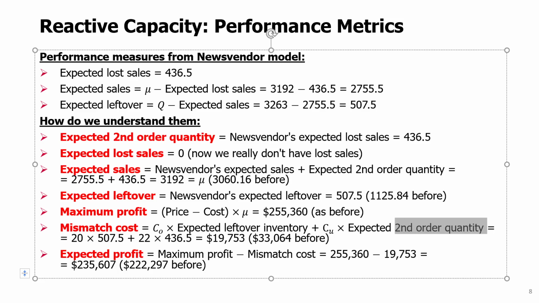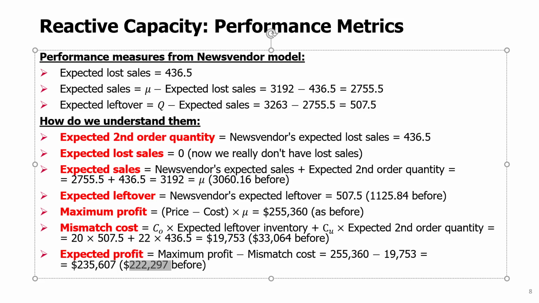Just remember that the second part is not expected lost sales times U, it's the expected second order quantity for which we pay an extra $22 per unit, right? So now the mismatch cost is 19,753, and it is considerably less than the 33,000 that we had before with a single order opportunity. And of course, expected profit, which can be calculated as maximum profit minus the mismatch cost, is now higher than before. It's 235,607 compared to 222,297.